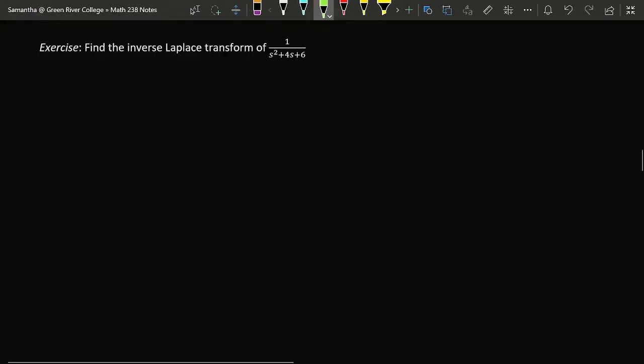Let's practice using this rule again in a slightly less straightforward manner. Let's find the inverse Laplace transform of 1 divided by s squared plus 4s plus 6. Now the thing about this denominator is that it doesn't factor. So this expression cannot be broken down any more than it already is using partial fraction decomposition. Now when the denominator does not factor, but is still too complicated to represent any of the entries in our inverse transform table, the idea is to complete the square.